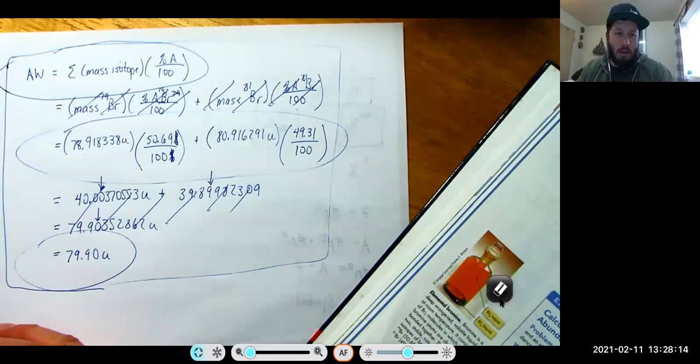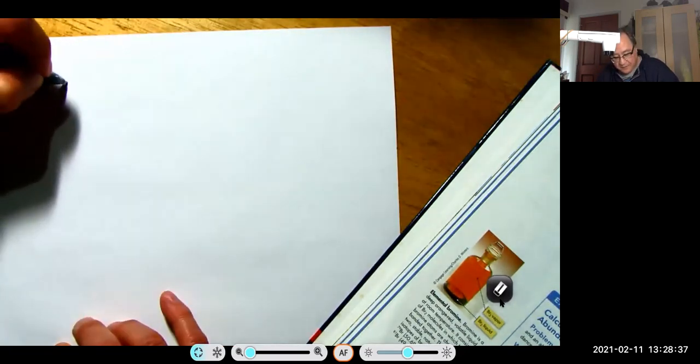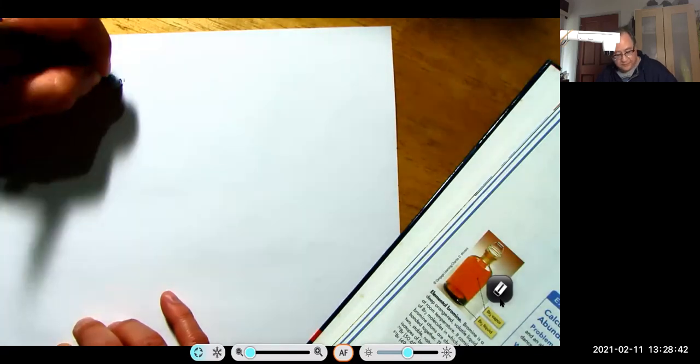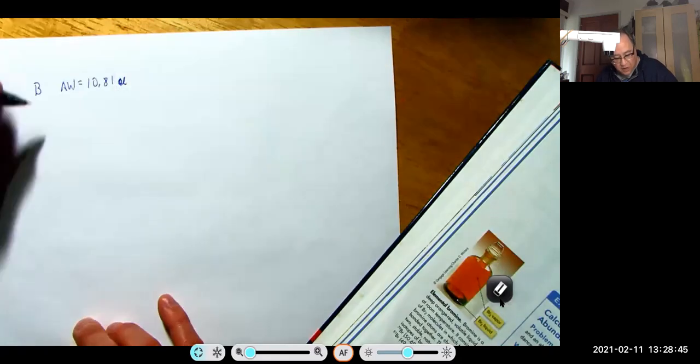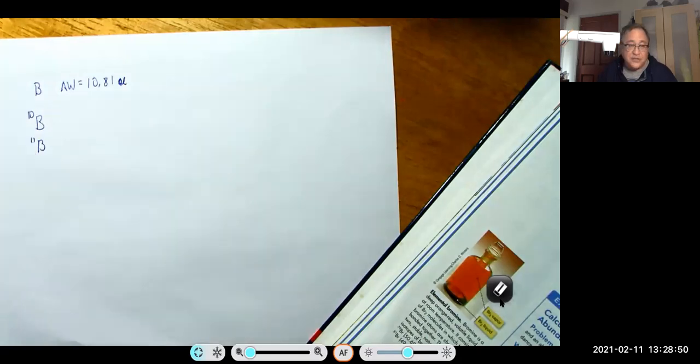I'm kidding. And then after you find the atomic weights, then you need to use the percent abundance formula to get the percent abundance of each one. No, that's different. You're talking about a different type of problem. So let's say that you're given that boron has an atomic weight of 10.81 AMU. And you know that there's a boron 10 and there's a boron 11. What's the percentage for each?